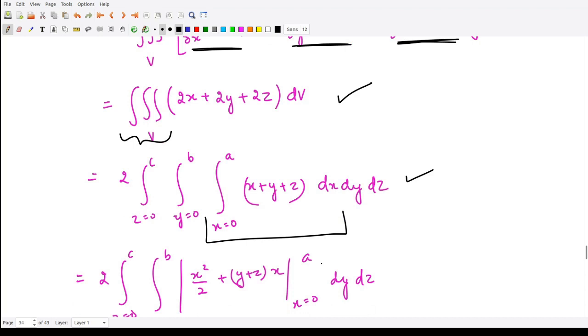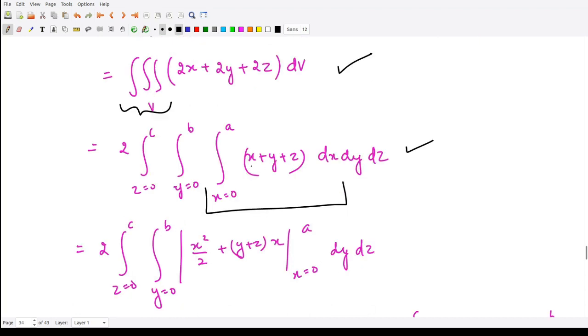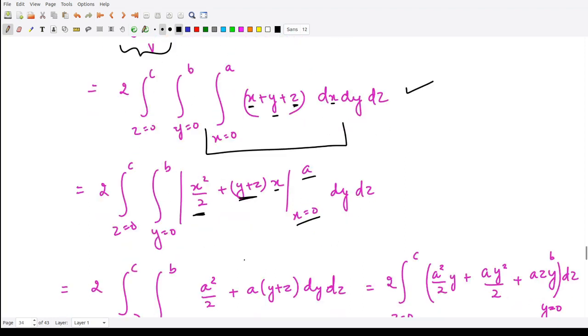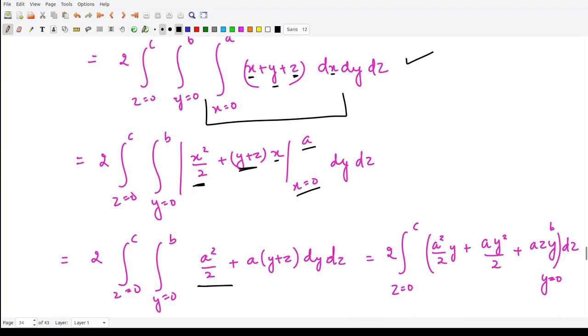So performing the integration with respect to x, it would be x square by 2. Y and z with respect to x are constant, so it would be y plus z as such multiplied by x, and the limits of x vary from 0 to a. So once you substitute the limits, you have this quantity.